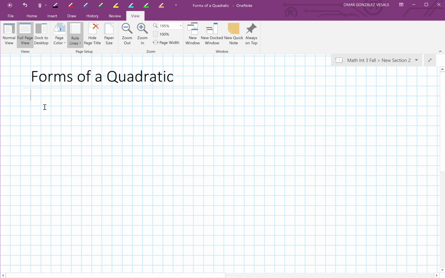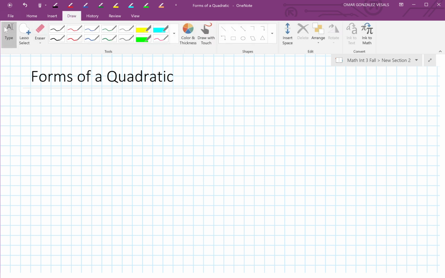So you guys were already introduced to one of the forms of a quadratic, and you already know how to work with it. So we'll start off with that one. It's called general form, or you can call it standard form. Either one works for me. I tend to call it standard form. In the book they call it general form. If you ever see general form, what they mean is standard form.